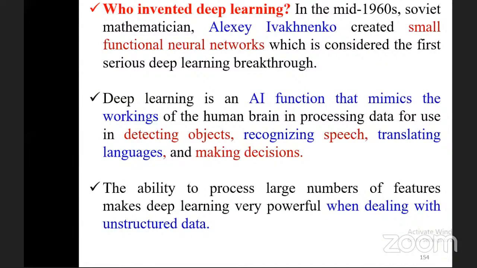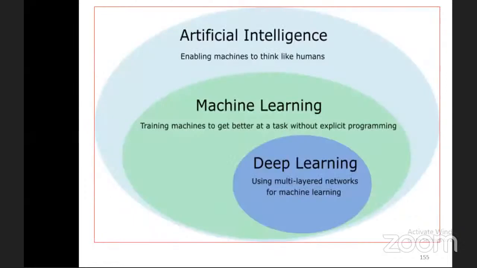Who invented deep learning? Alexei Ivakhnenko, a Russian faculty member. He created small functional neural networks, which is considered the first serious deep learning breakthrough. So deep learning is an AI function that mimics the working of the human brain in processing data for use in detecting objects, recognizing speech, translating languages, and making decisions. That's why, using multi-layered networks for machine learning, we use DNN, deep neural networks, convolutional neural networks, and recurrent neural networks.